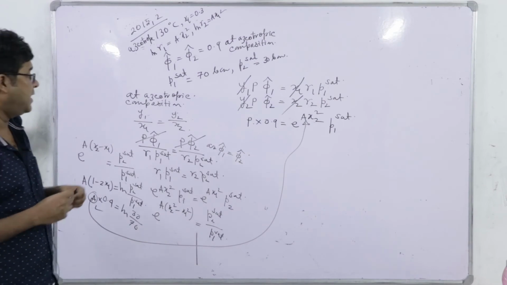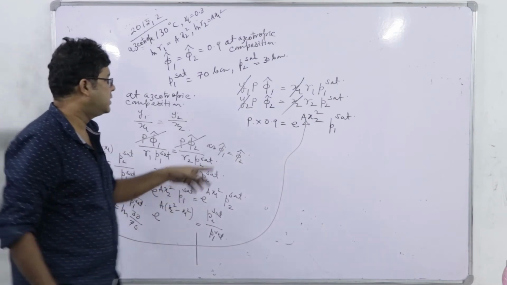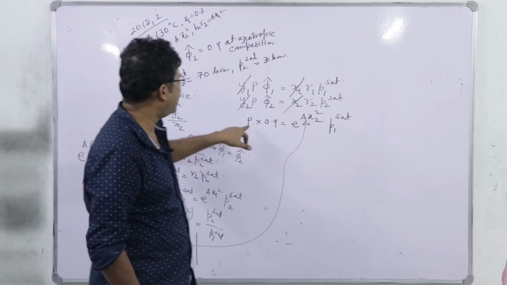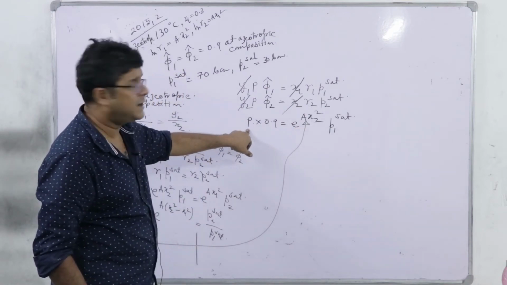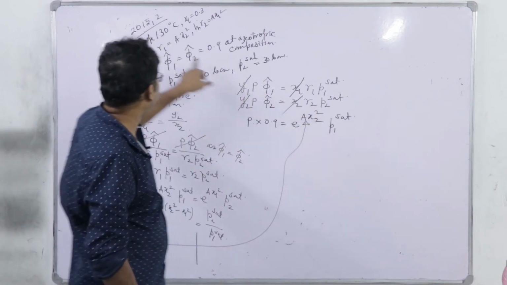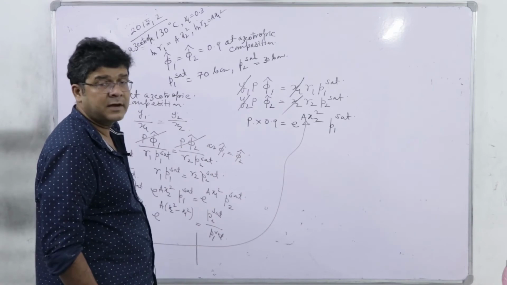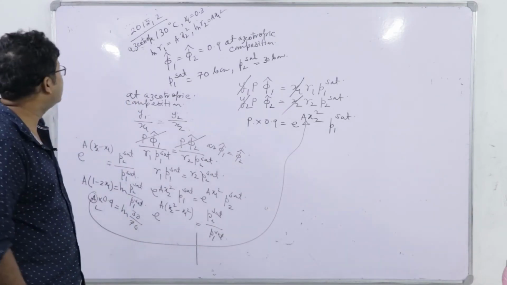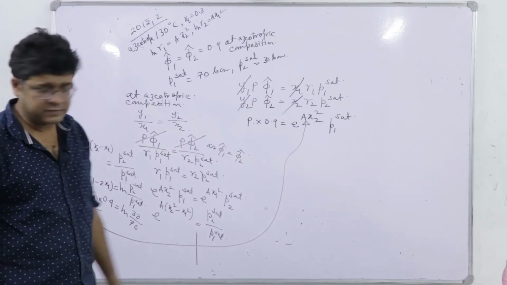So be very careful about the units, okay. Since P1 sat should have the same unit as that of P, we'll get P in bar if we replace P1 sat by this 70 bar, okay. So that's the 2015 2 marks problem.